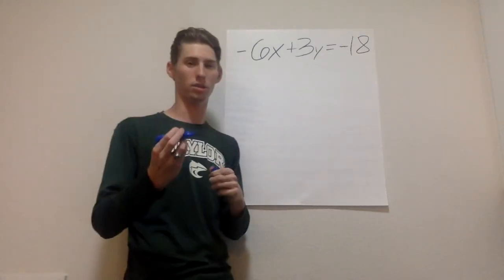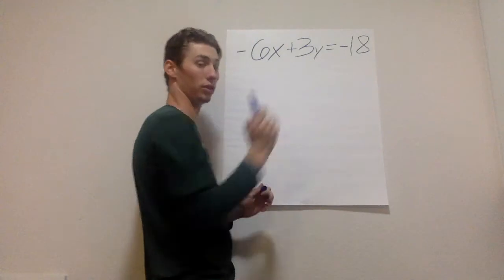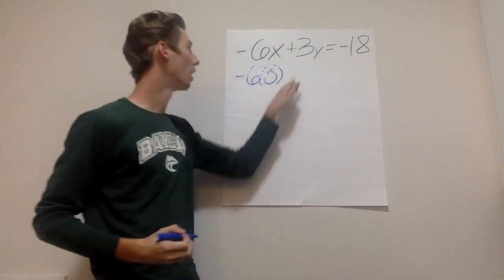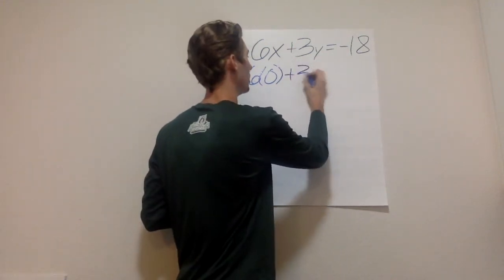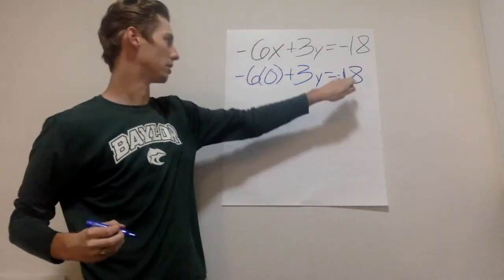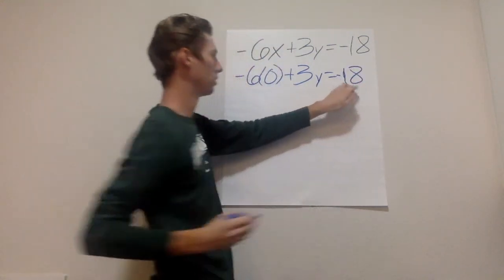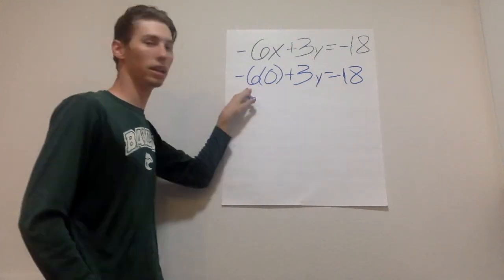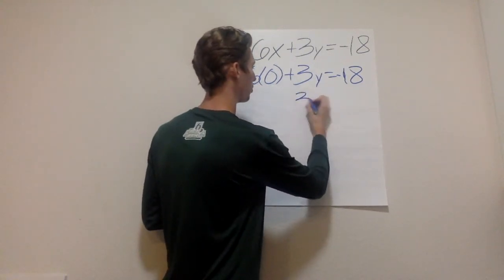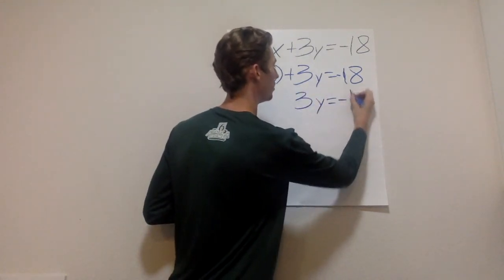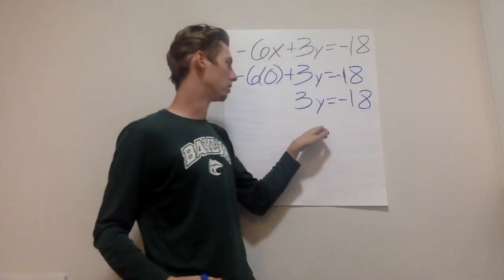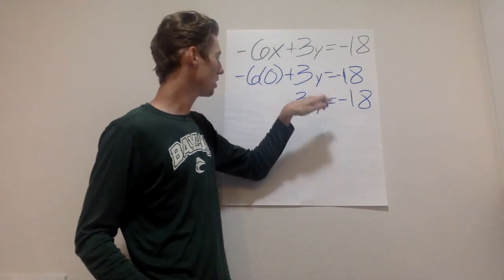So let's start with y-intercept by plugging 0 in for x here. So we've got -6 times 0, all right? And then you just write the rest out plus 3y equals -18. All right, messed up the 18 a little bit. There is a negative there, I promise. Okay, so -6 times 0 is going to give us 0, so that just goes away, and you end up with 3y equals -18.